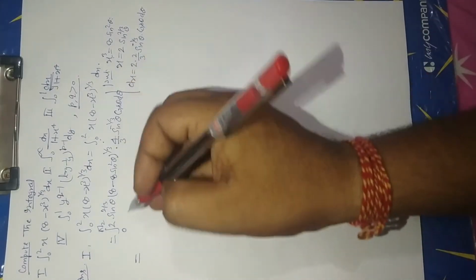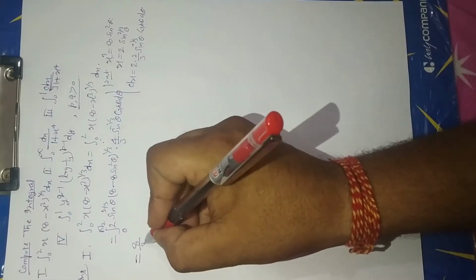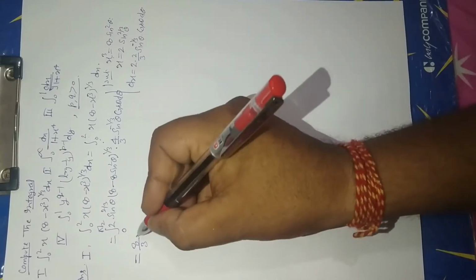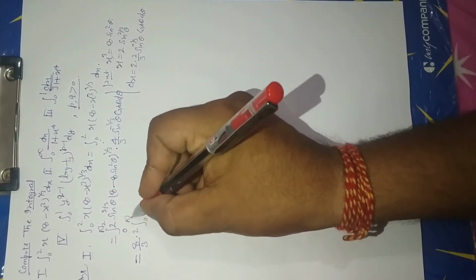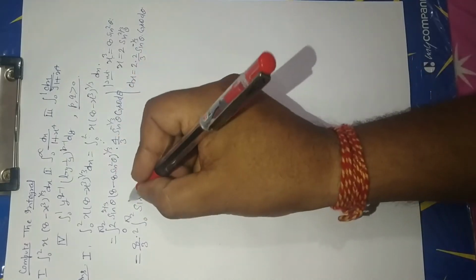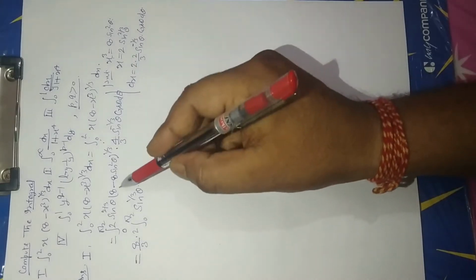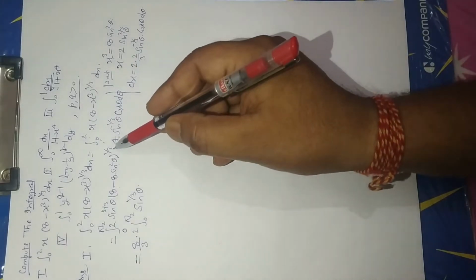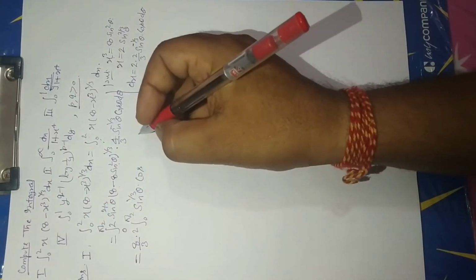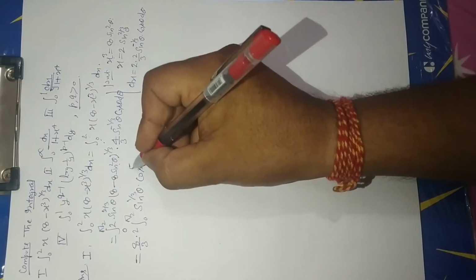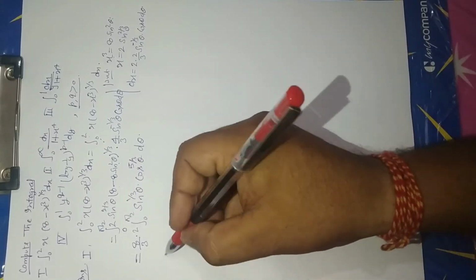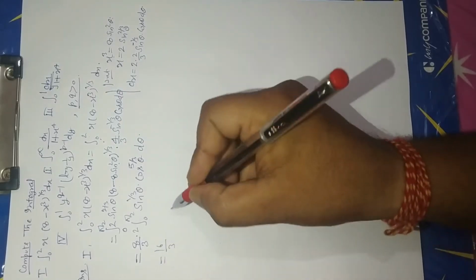Now 8/3, taking 8 common, this is equal to 2, limit 0 to π/2, the power of sin is 2/3 minus 1/3, that is 1/3 θ. Now (1 − sin² θ) is cos² θ, so cos to the power 2/3 gives cos to the power 5/3 θ dθ. This is equal to 16/3.